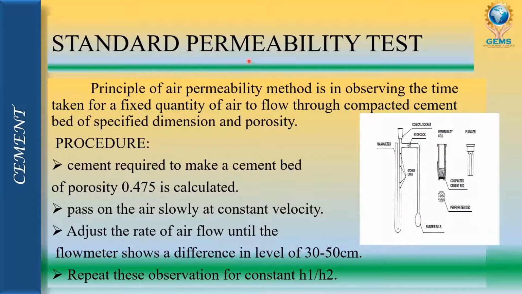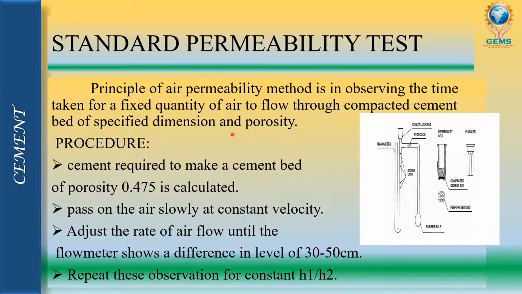The standard permeability test is also used to check the fineness of cement. Do you know what the standard permeability test is? Let us see what it is. The principle of the air permeability method is in observing the time taken for a fixed quantity of air to flow through a compacted cement bed of a specified dimension and porosity, which means that the time is observed in the standard permeability test for a fixed quantity of air to flow through a compacted cement bed of a specified dimension and porosity.